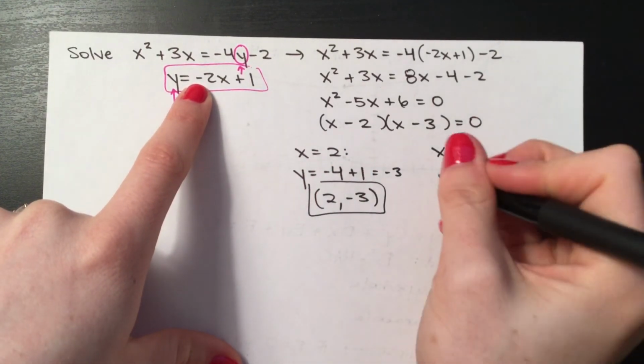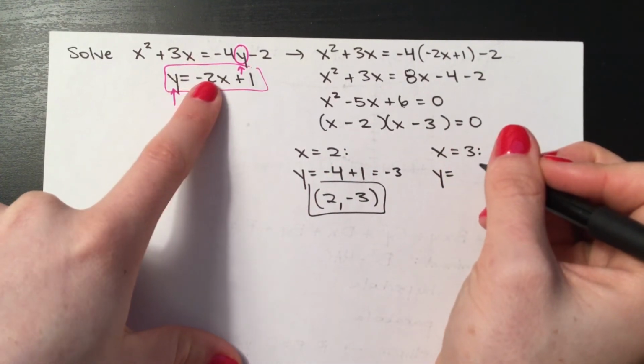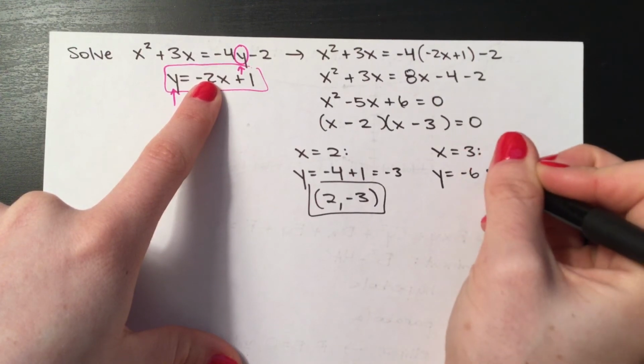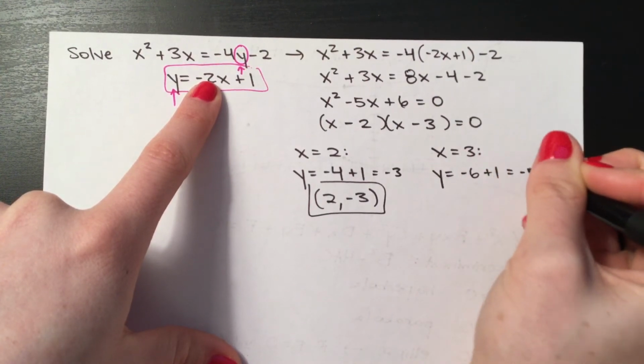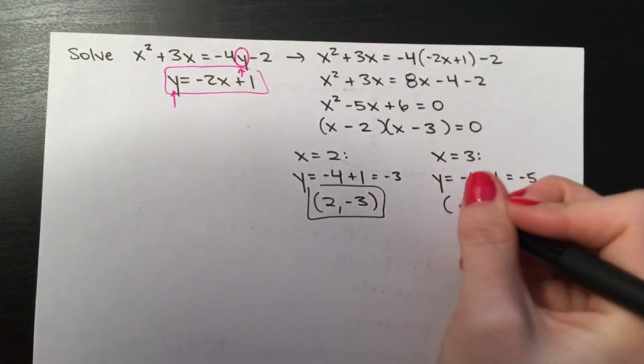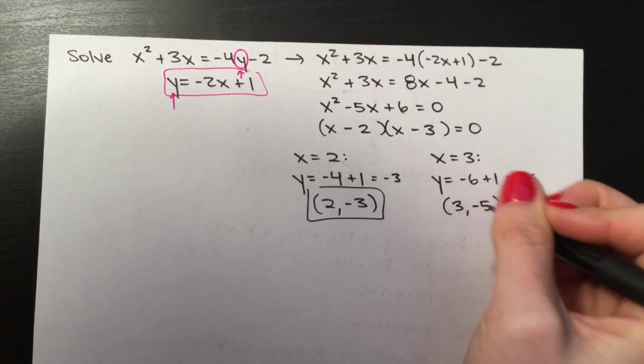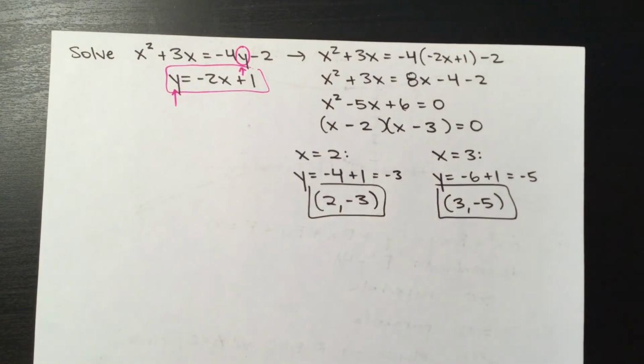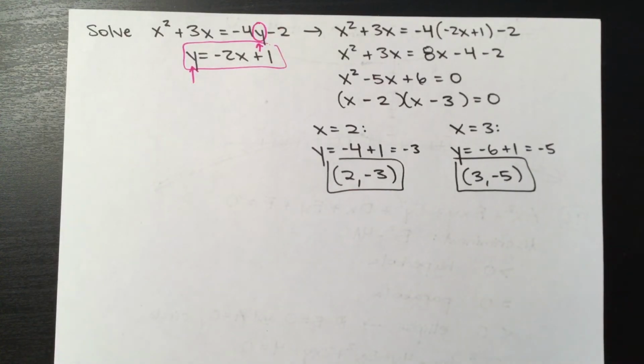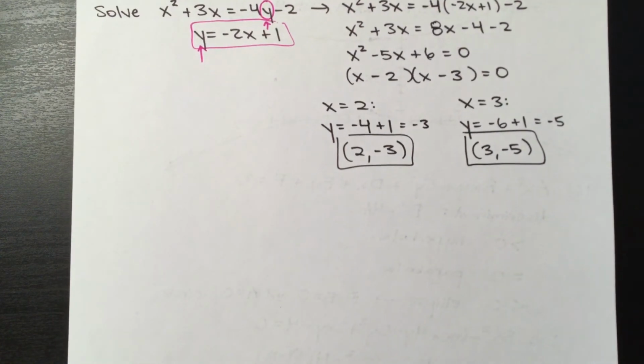Next, if I plug in the 3, I have y equals negative 2 times 3, which is negative 6 plus 1. And that is negative 5. So my second ordered pair would be 3 for x and negative 5 for y. So 2 different intersection points this time. Remember, you can have 0, 1, 2, 3, or 4 total ordered pairs, any of those options.